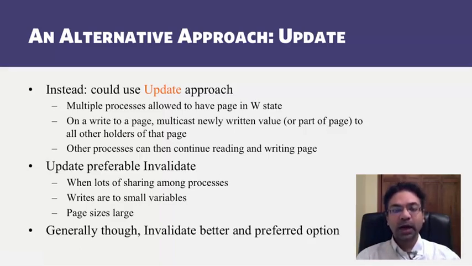On a write, you send update messages to the other processes that are currently holding write copies of this page. So in this way, the other processes can then continue reading and writing this particular page. The update approach here is preferable over invalidate under some situations only, when there is a lot of sharing among processes, when writes happen to very small variables, and when page sizes are very large. But in general, though, the invalidate approach is the more preferable approach, because it tends to work well in more of the realistic cases than the update approach.